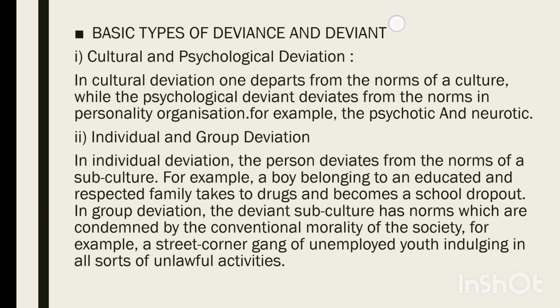Basic types of deviance and deviant. Cultural and psychological deviation. In cultural deviation, one departs from the norms of a culture, while in psychological deviation, one deviates from the norms in the personality organization. For example, psychotic and neurotic.